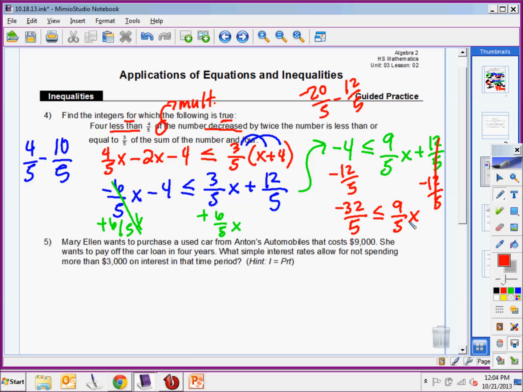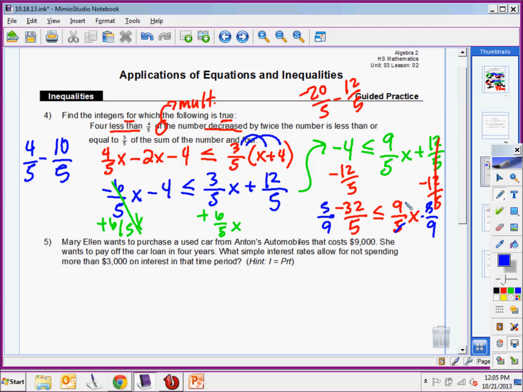Divide. Or multiply. Multiply by the what? The reciprocal. And what's the reciprocal of 9 over 5? 5 over 9. What I do to one side, I have to do to the other. That's where your 32 over 5 comes from, times 5 over 9. What happens to my 5s?